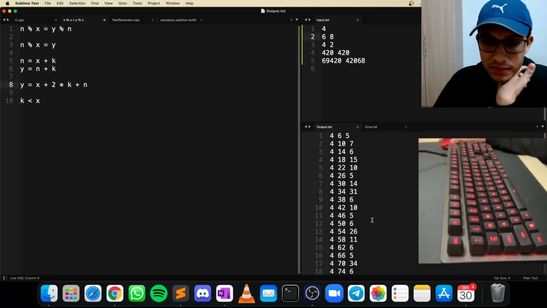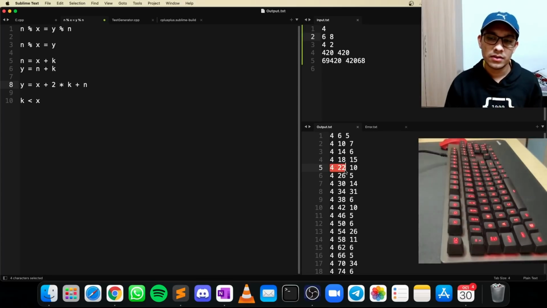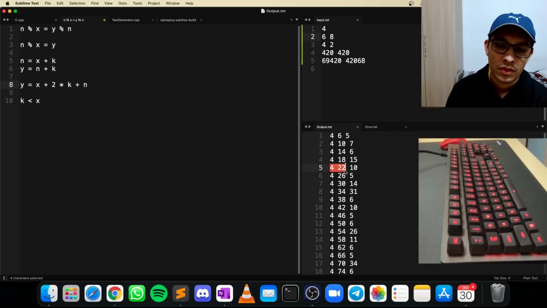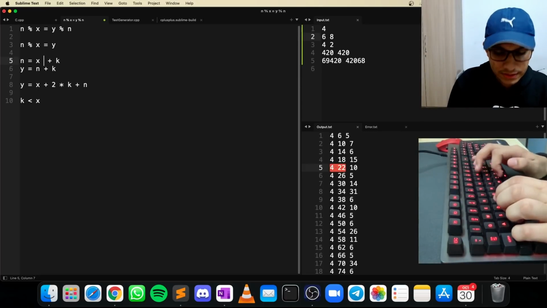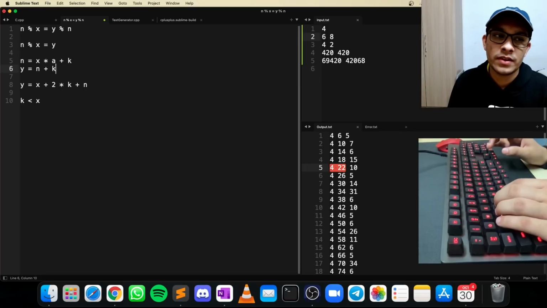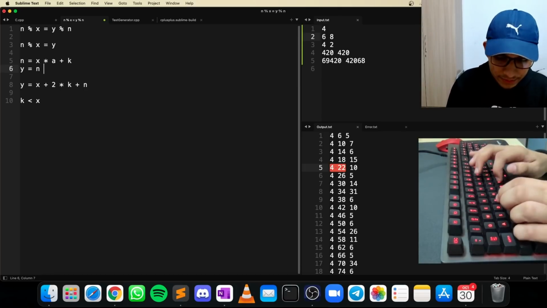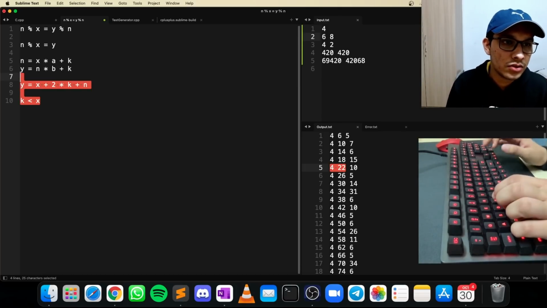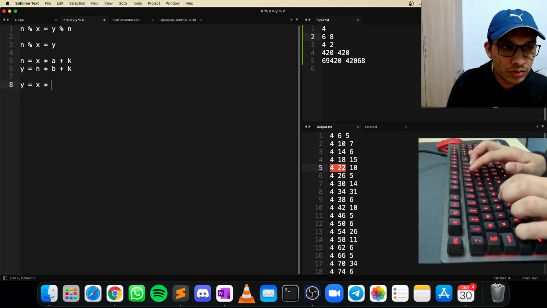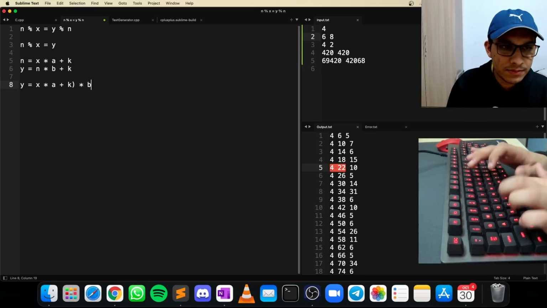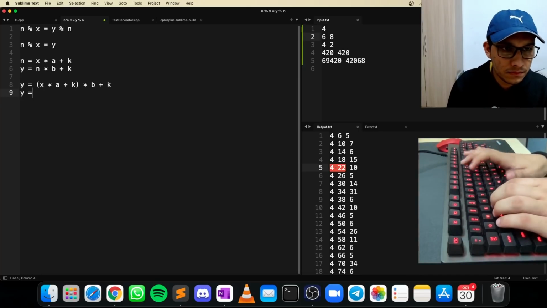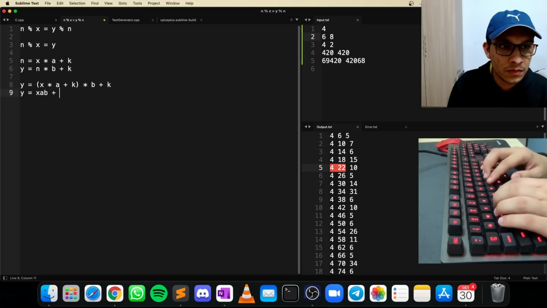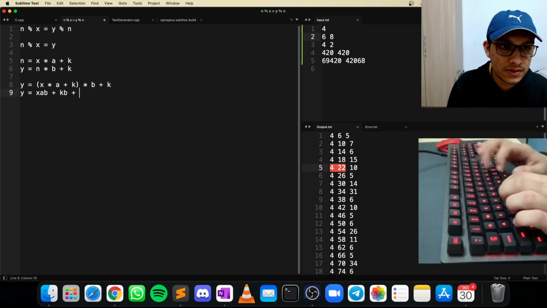Okay, let's consider some small cases here. If I have 4 and 22, so I'm getting 10. So x is something like x into a, right? And then y equals n times b plus k. So essentially what we're saying is y equals x into a plus k times b plus k, right? xab plus kb plus k. This is what you want.